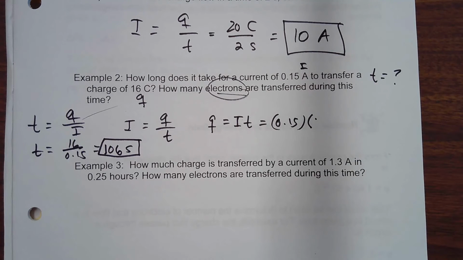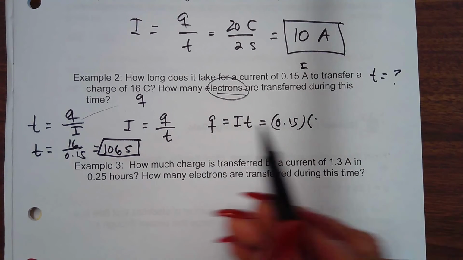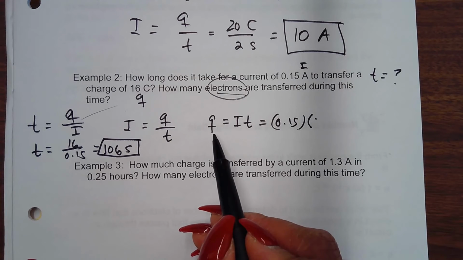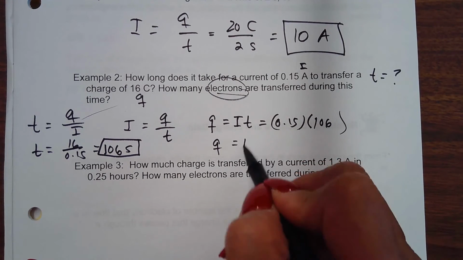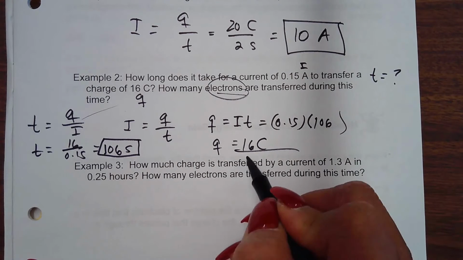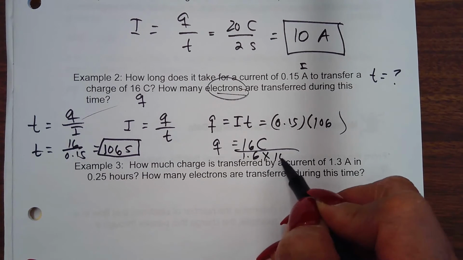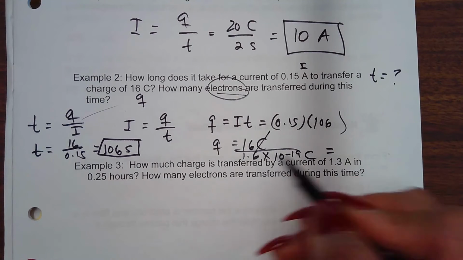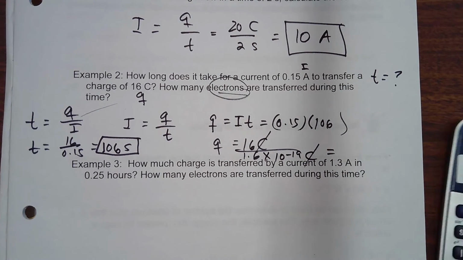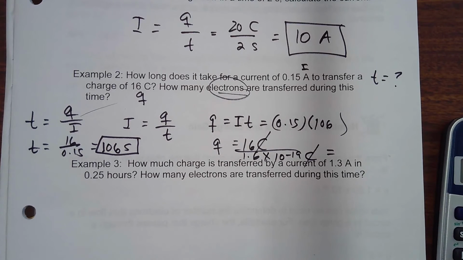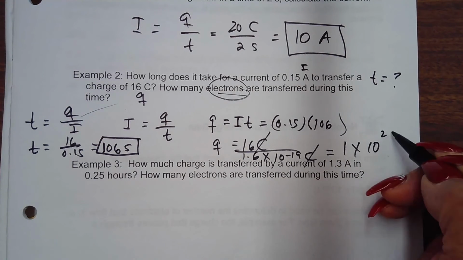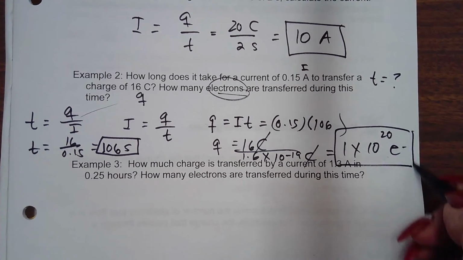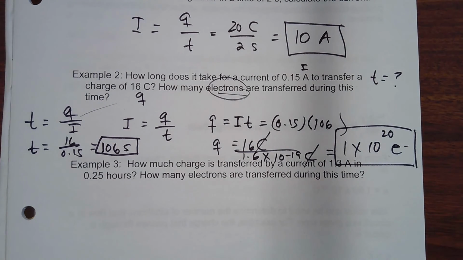And then it says how many electrons are transferred during this time. So now we're looking for the Q, well, actually we have the Q. Q is 16 coulombs, right? So all we need to do is divide that by the charge of 1 electron, and that will give you the number of electrons transferred. So we go 16 divided by 1.6 times 10 to the power of negative 19, and you get 1 times 10 to the power of 20 electrons. That is a lot of electrons to create that small current.